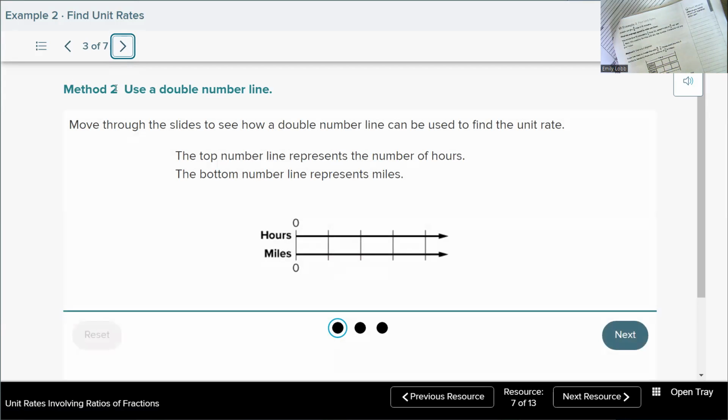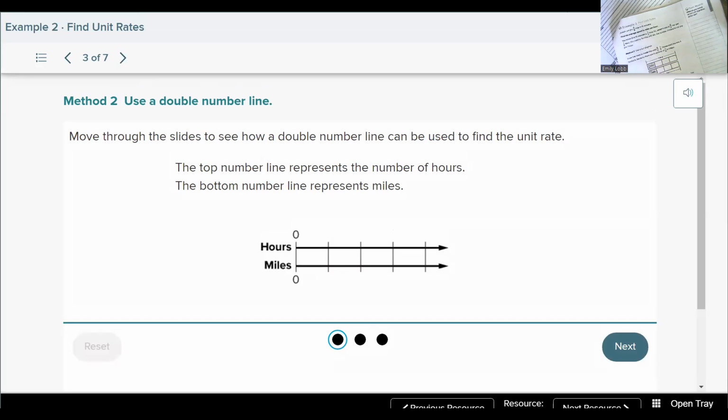All right, method 2. Remember, they're giving us lots of methods, not to confuse us, but to see which one makes the most sense to me, which one do I understand better. That's the one I'm going to stick to, okay? So method 2 is to use a double number line. So move through the slides to see how a double number line can be used to find the unit rate. So the top number represents the number of hours. The bottom number represents miles.